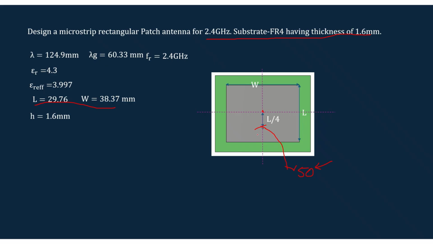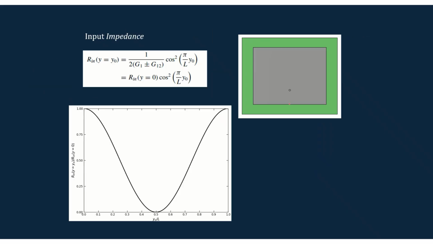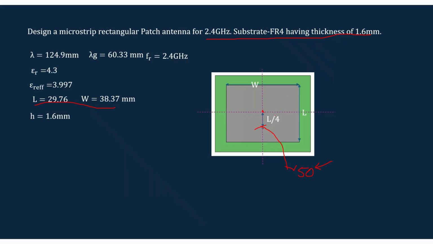Otherwise, if we need the correct information, one thing we can do to get the feed position is to find the impedance at this point, using the equation R in at y equal to y0 is R in at y equal to 0 times cos square of pi y0 by L, and find out where the matching of 50 ohm happens. So this is one way we can decide the probe position. Otherwise, we can simply use L by 4 from the center of the patch antenna.